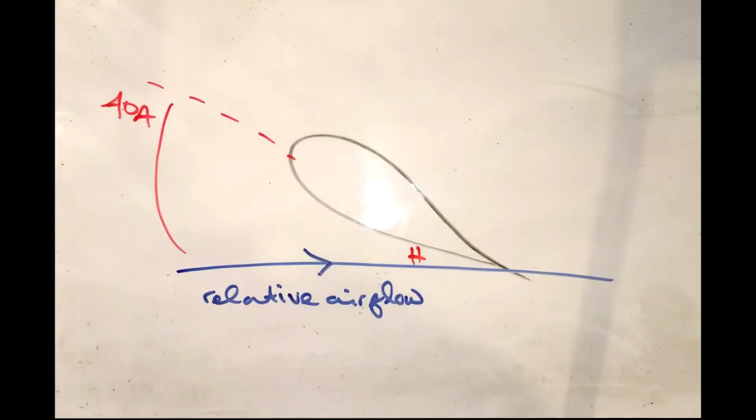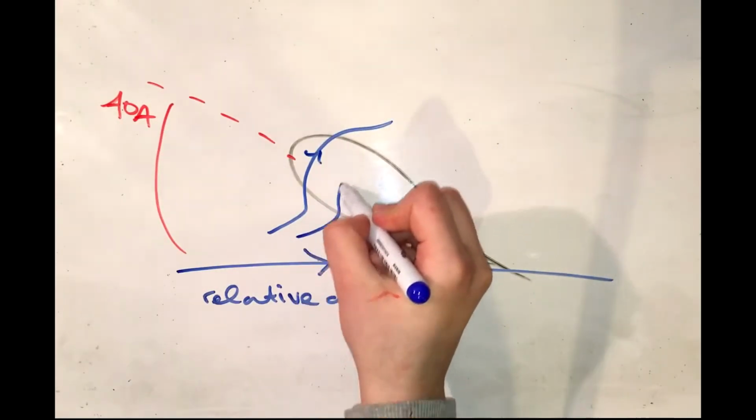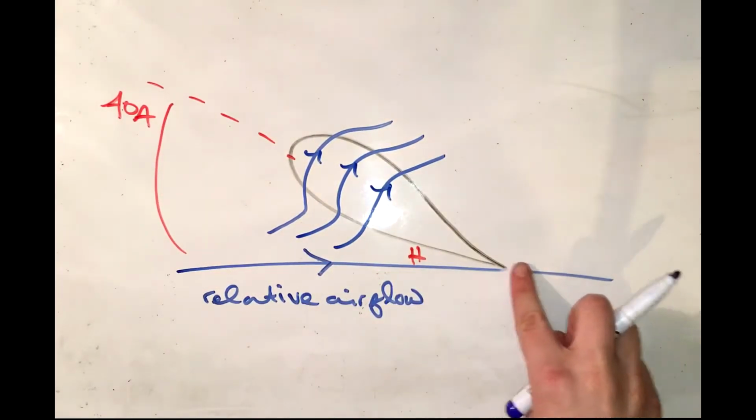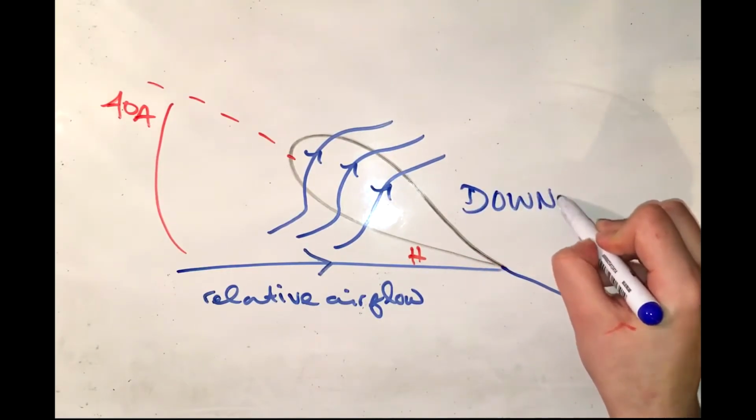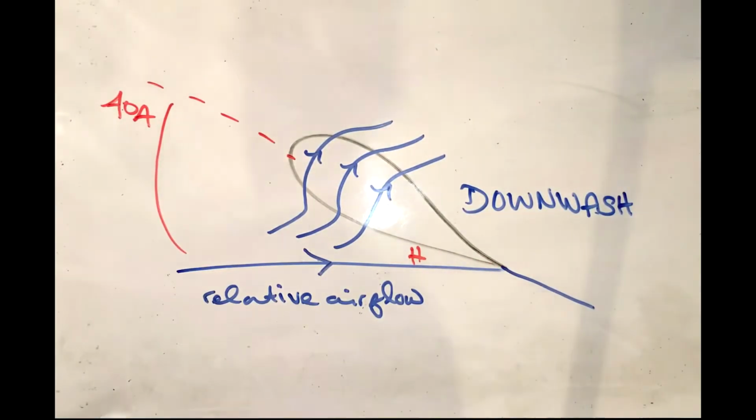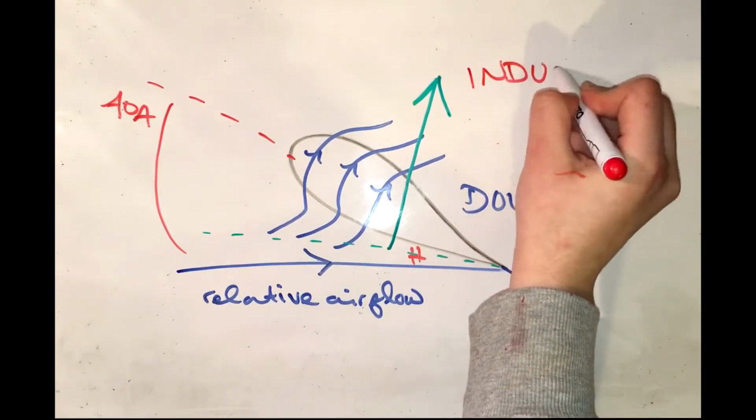A twisting vortex of air forms behind the wing, deflecting the airflow downwards. We call this downwash. An inclined local airflow is created, the average of the relative airflow and deflected airflow. This results in a lift factor tilting backwards. This is induced drag.